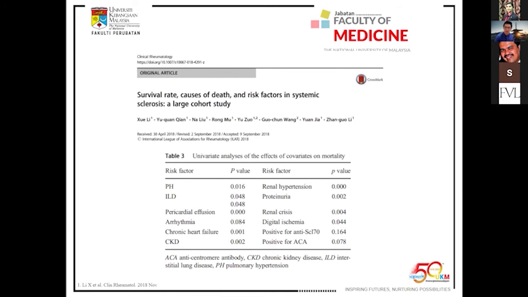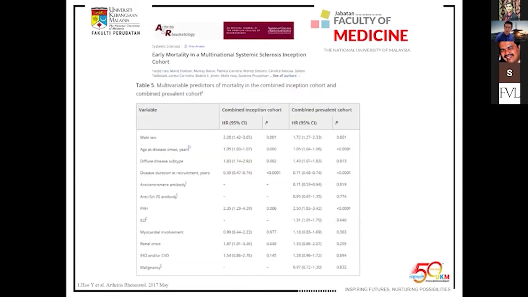And this is one single large cohort study done in China. The significance here is, if they have CKD, renal hypertension, proteinuria, or renal crisis, as long as the kidney is involved, they have a very high mortality rate, which brings down the survival rate. If you don't believe the Chinese cohort, you can look at the multinational cohort from Canada, New Zealand, and Australia. As long as the kidney is involved, such as with a renal crisis, you can see the mortality rate is higher.